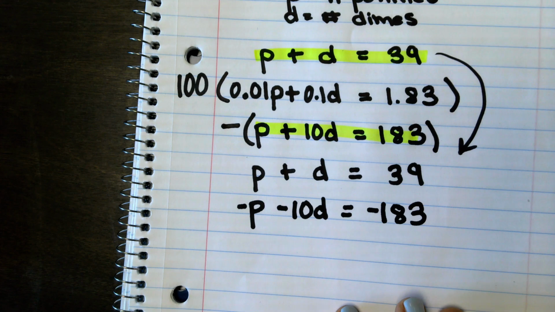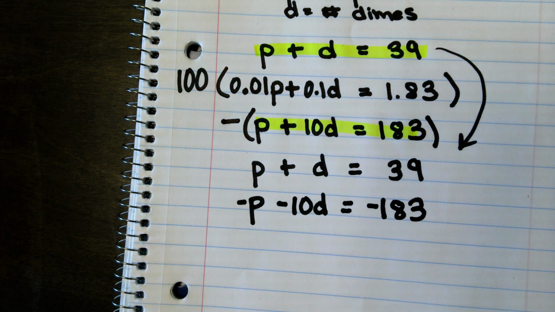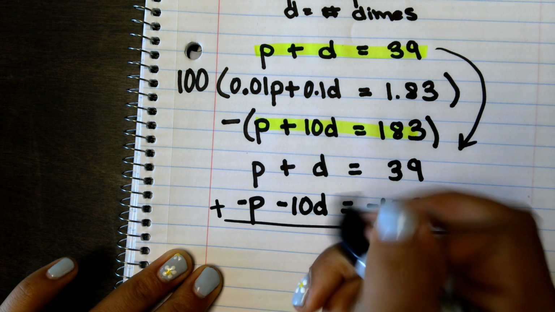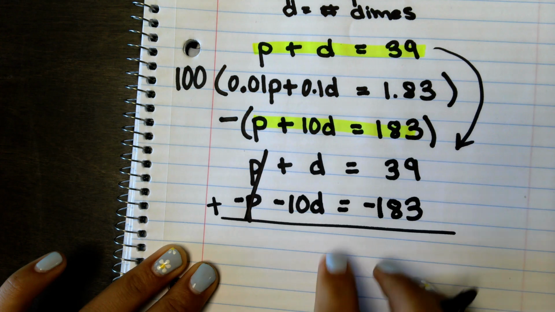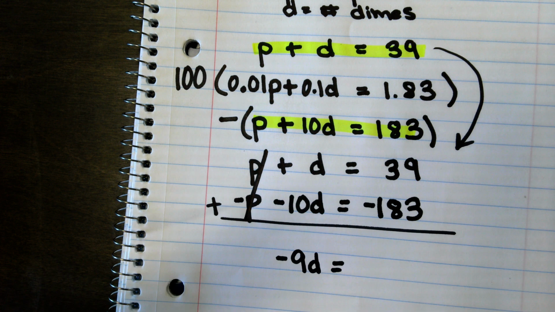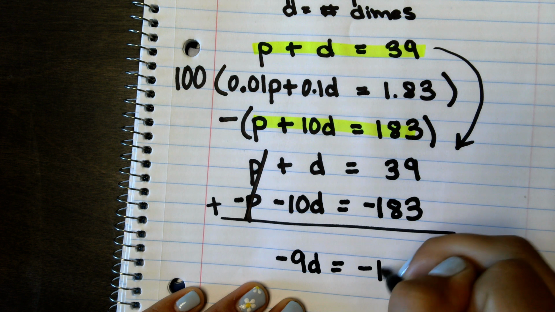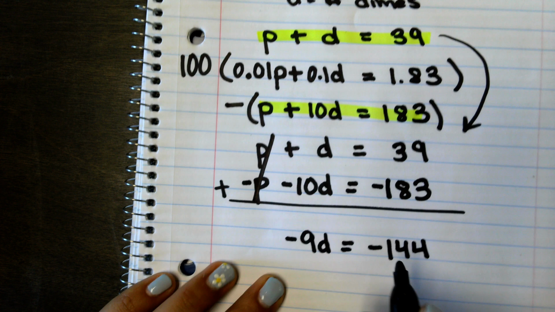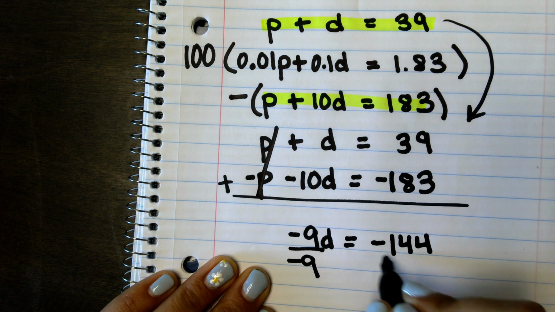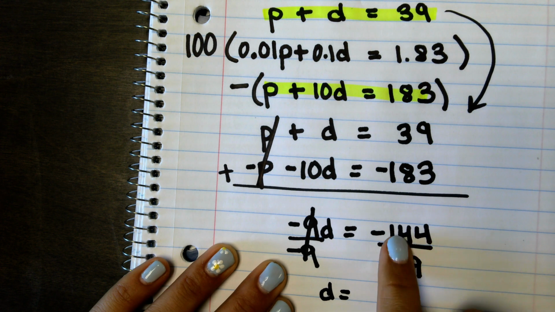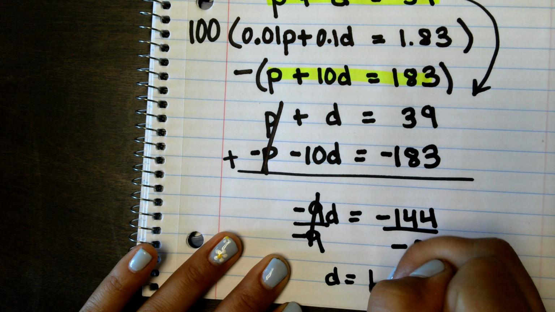All right. So at this point, we can add them up and eliminate. So these are going to eliminate. 1d plus negative 10d would be negative 9d, equals, and then we have 39 minus 183, which is negative 144. And now we're going to divide both sides by negative 9 to solve for d. D would be, a negative divided by a negative is a positive 16.